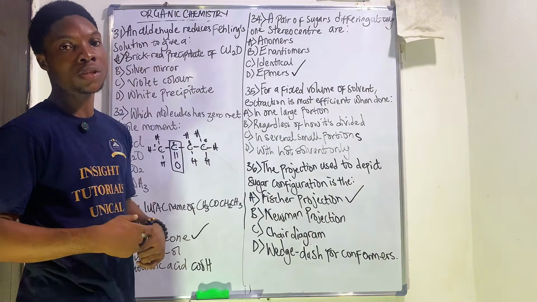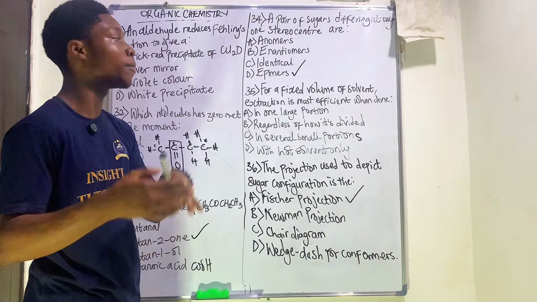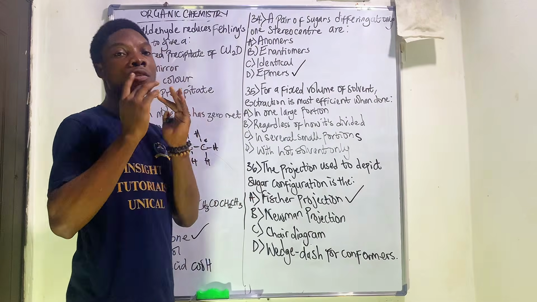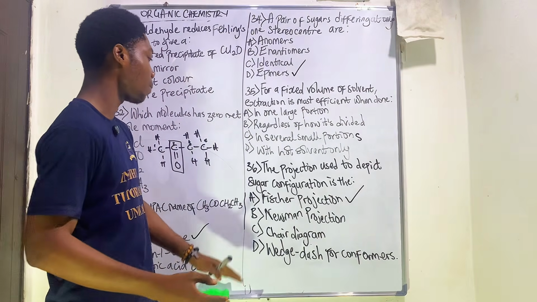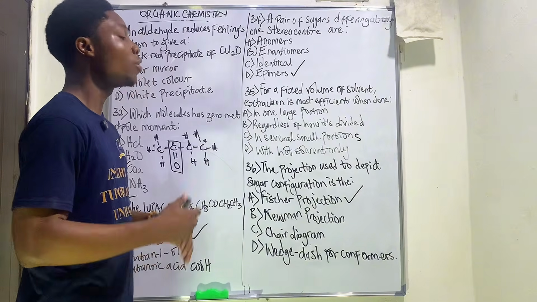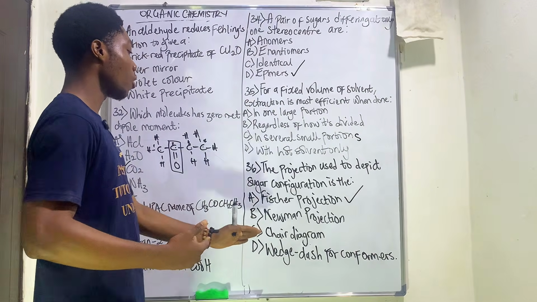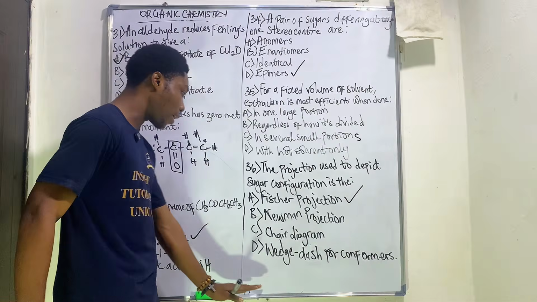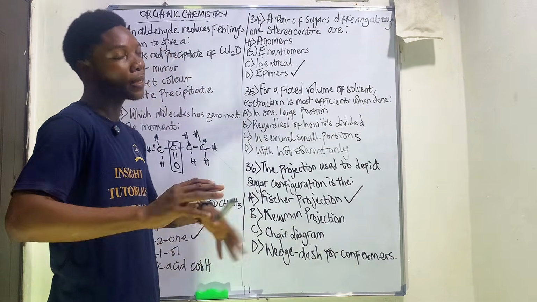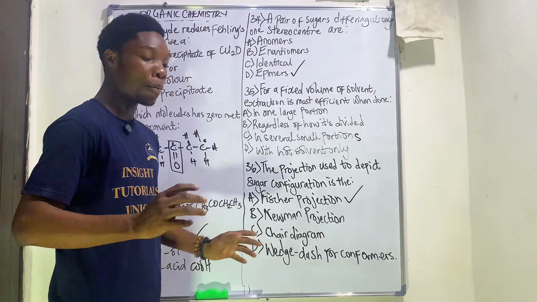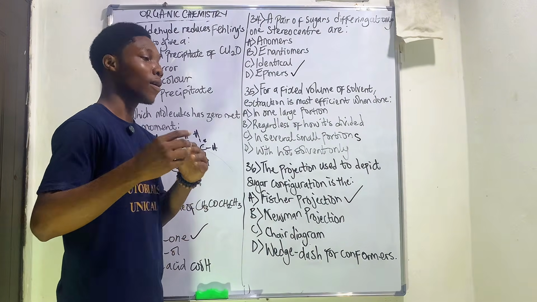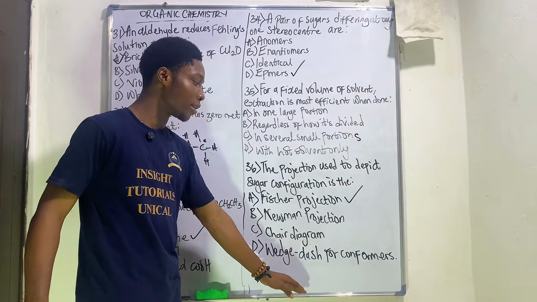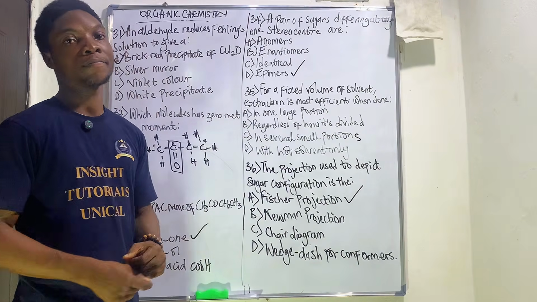Newman projection is used to depict conformational relationship in organic structures. Chair diagram is used to show the conformational three-dimensional arrangement of stereostructures. And then wedge dash for conformers is basically used to show 3D arrangement in organic chemistry. 3D arrangement in stereochemistry is normally shown with the wedge dash for conformers.